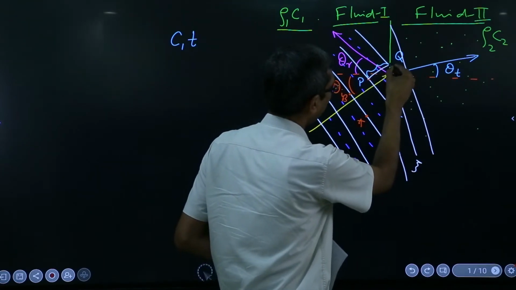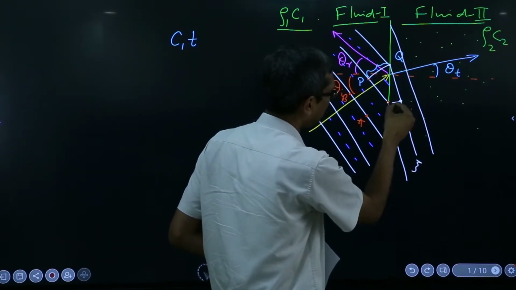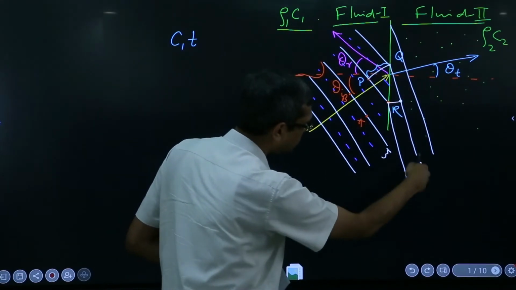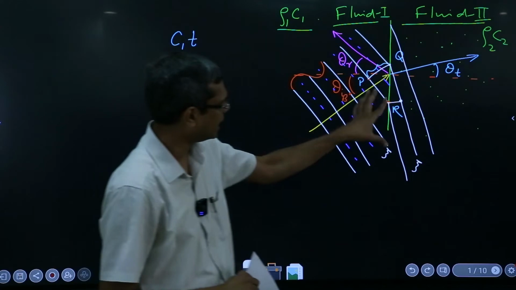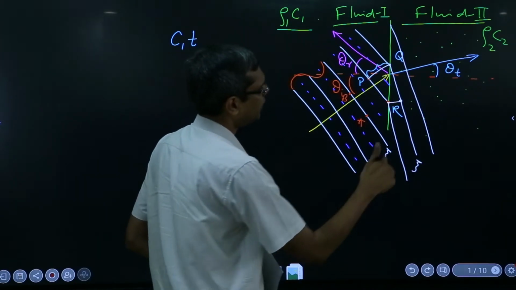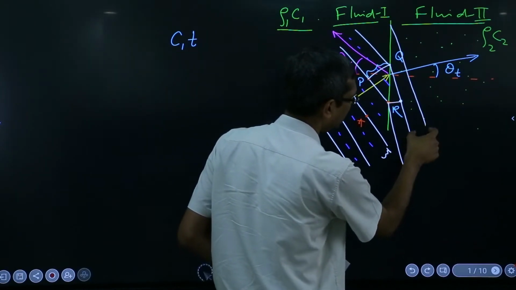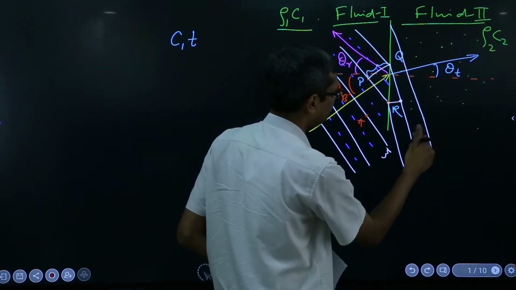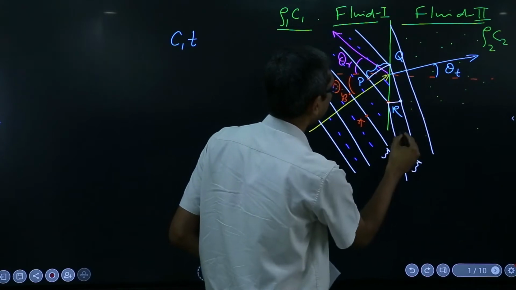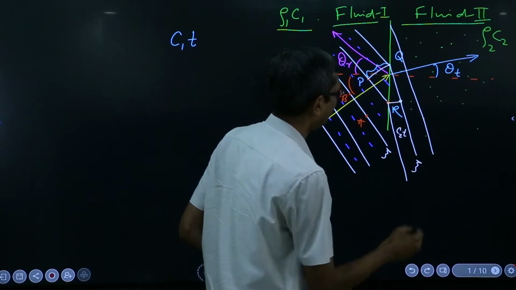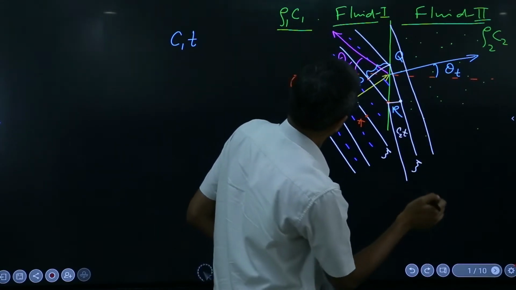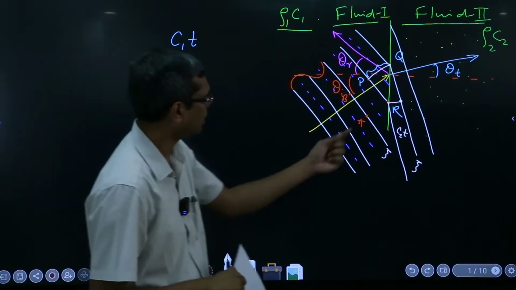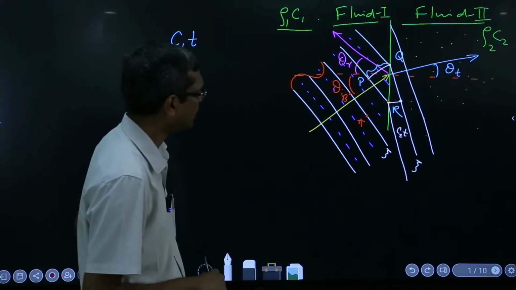So B is here and A has to be here, and that is why this distance must be smaller. So it should be turned like this, and that is where you can see that the new wavelength which has come into picture is this, and this distance is, say, C2t, because in the same time C2t is the distance which A has moved.